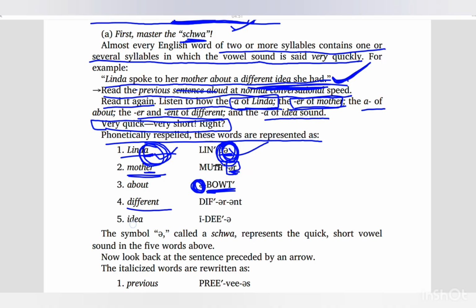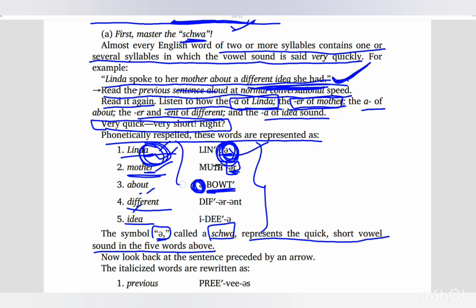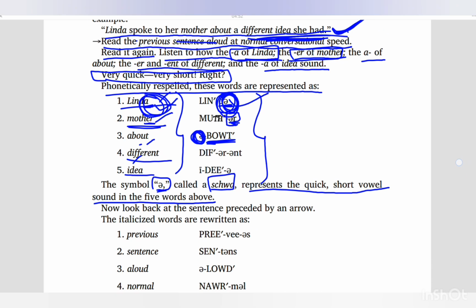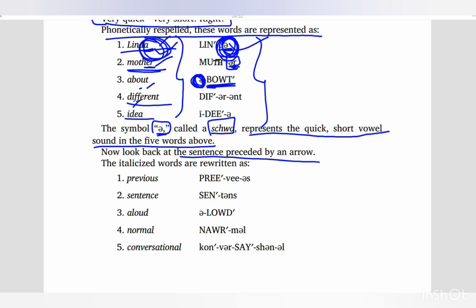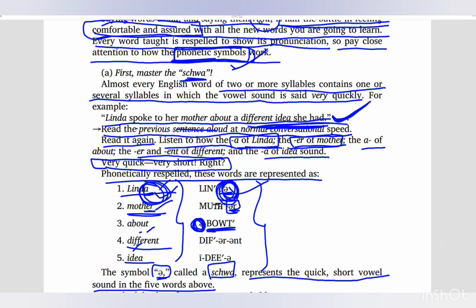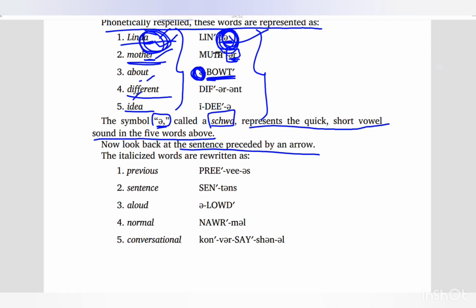Different. Idea. Alright. The symbol upside down E is called schwa, and represents the quick, short vowel sound in the 5 words above. I hope you notice that these are A, E, I, O and U. These are 5 vowel sounds. Now look back at the sentence preceded by an arrow. It's talking about the sentence that is preceded by an arrow. Read the previous sentence aloud at normal conversational speed. So you don't have to read that. We are talking about this particular sentence.